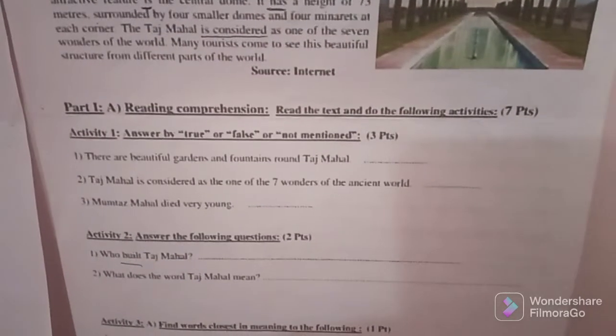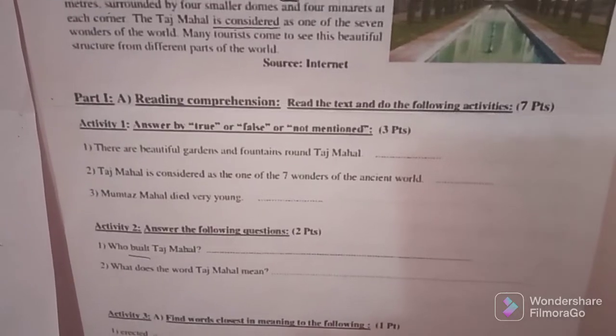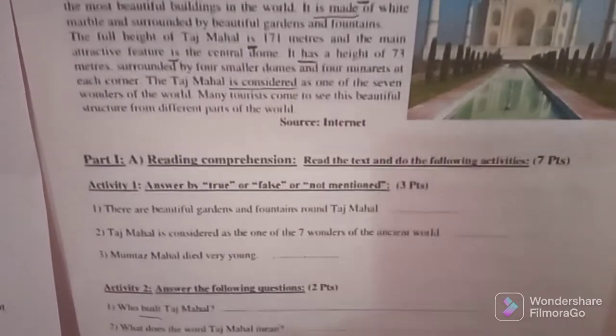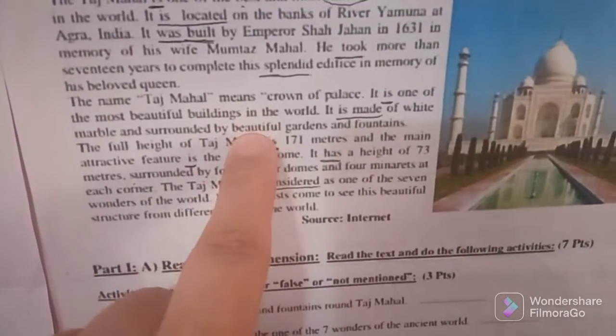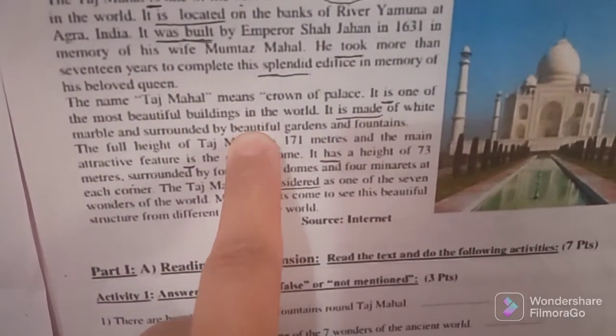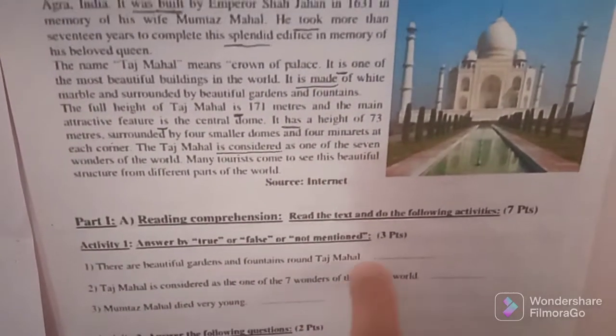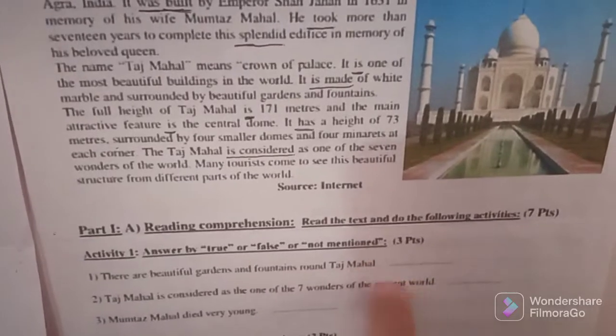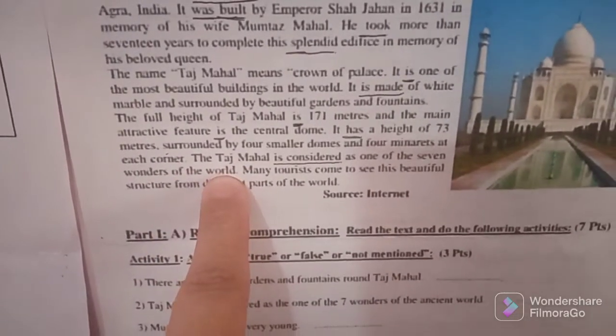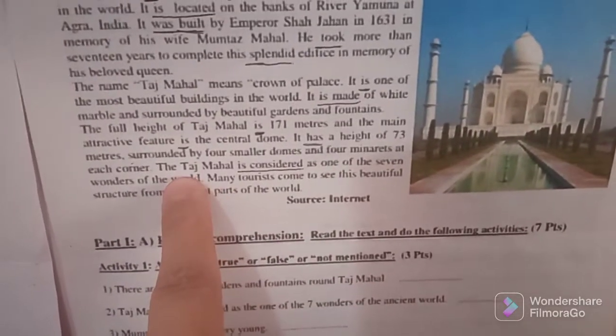So take a moment to answer the question. There are beautiful gardens and fountains around Taj Mahal. I say it is true because here, this is the answer: surrounded by beautiful gardens and fountains. Taj Mahal is considered as one of the 7 wonders of ancient world. Ancient world is not correct. It is of the world. So it doesn't mention ancient or modern.